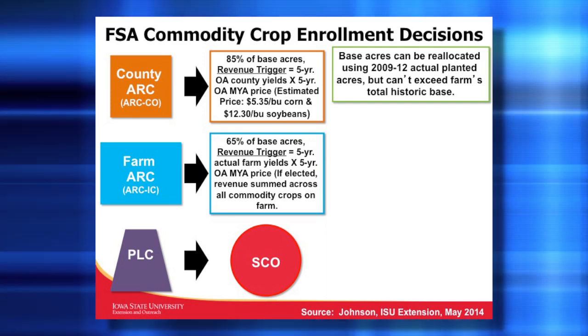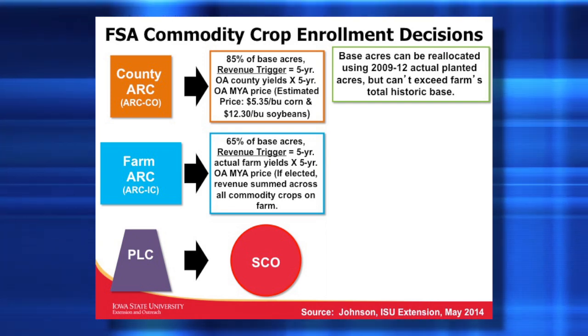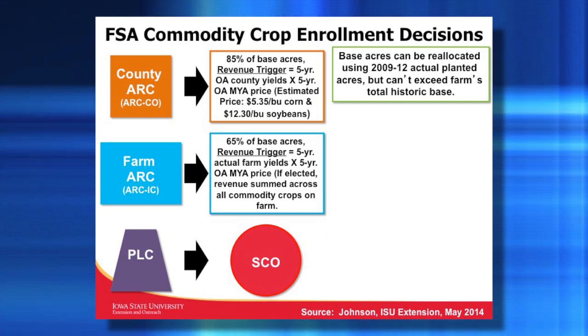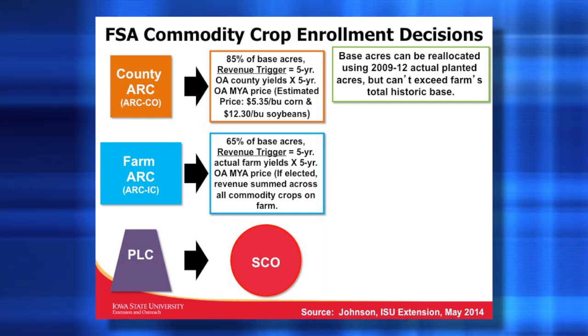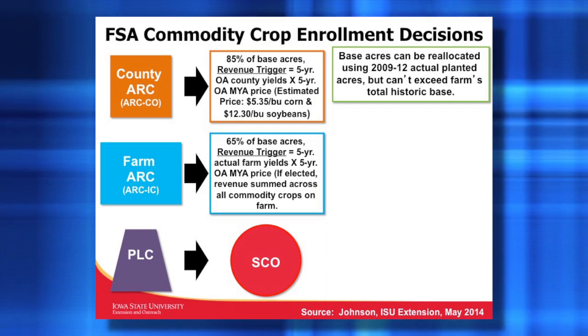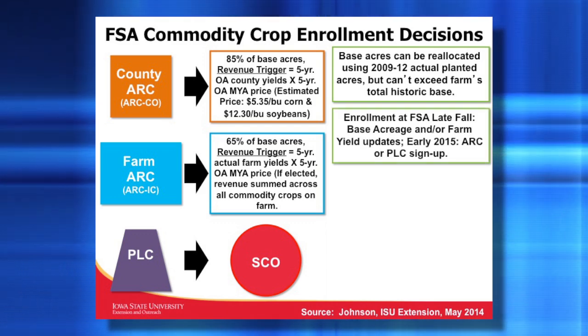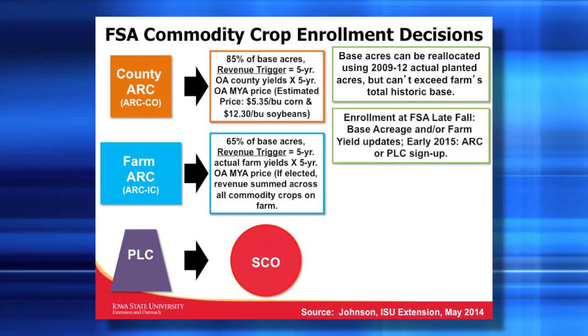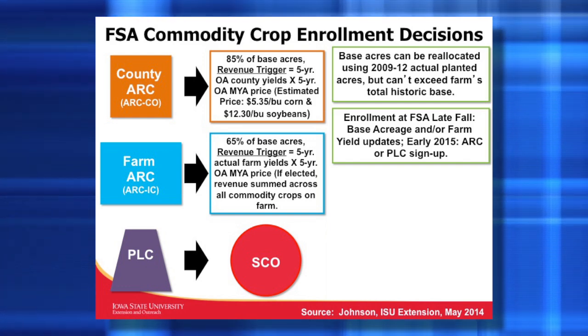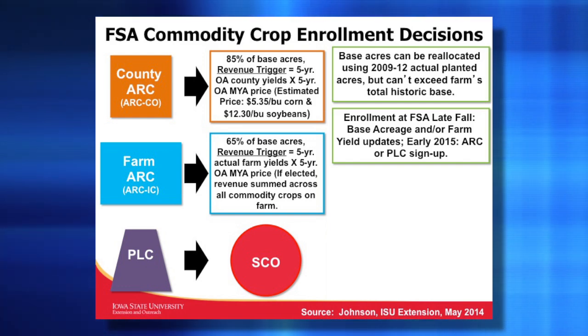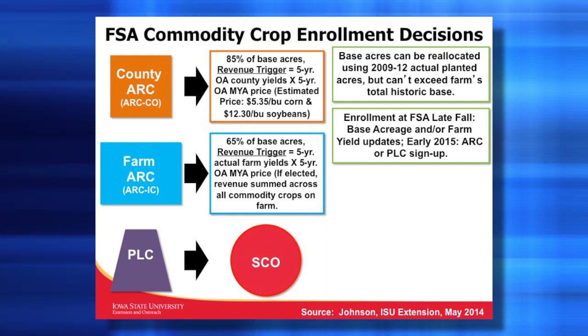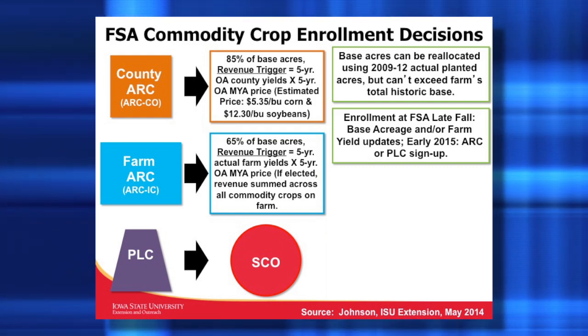And then regardless of the decision that you make, just understand that which program you choose is by FSA farm serial number. You can also keep the historic base on the farm, or you can reallocate base acres, and we'll use the years 9 through 12. Enrollment, we think, will be in the winter. So by late fall, most everybody should be up to speed and understanding ARC or PLC, but we're also going to have the interacting factors of updating potential farm yields and reallocating base acres.